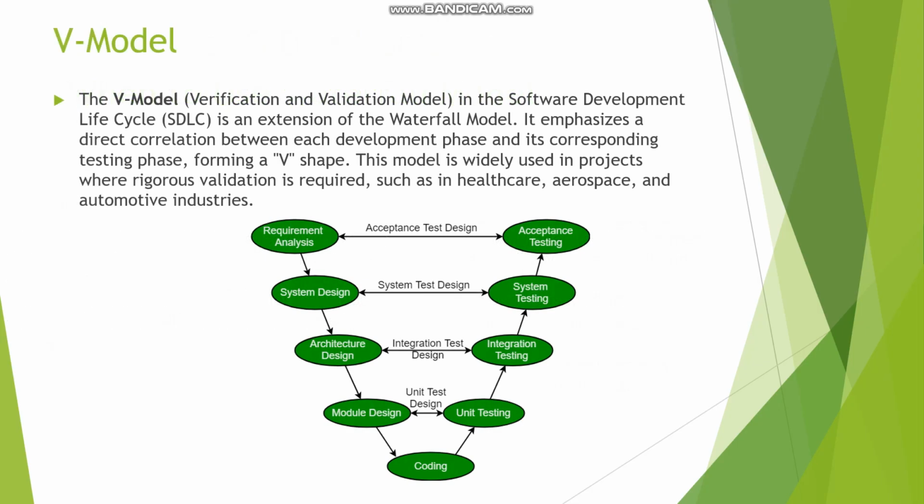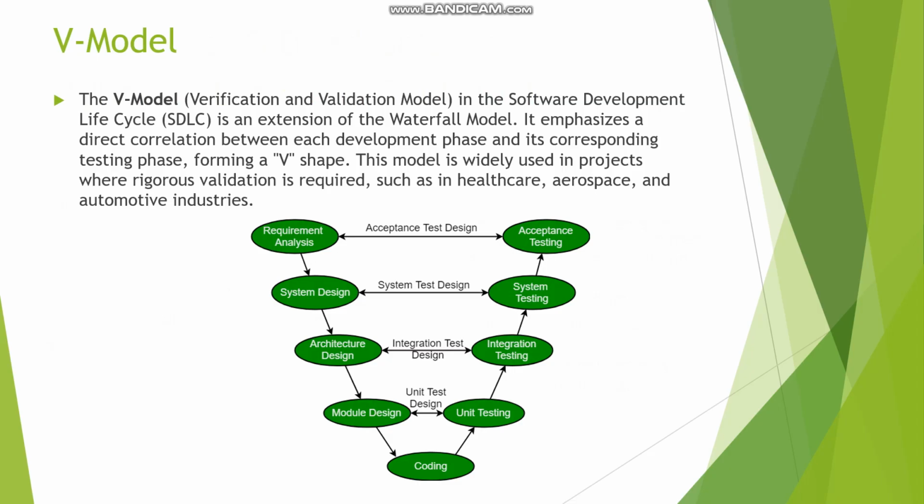Now about the V model. The V model, meaning verification and validation model, in the SDLC is an extension of the waterfall model. It emphasizes a direct correlation between each development phase and its corresponding testing phase, forming a V shape. This model is widely used in projects where rigorous validation is required, such as in healthcare, aerospace, and automotive industries.